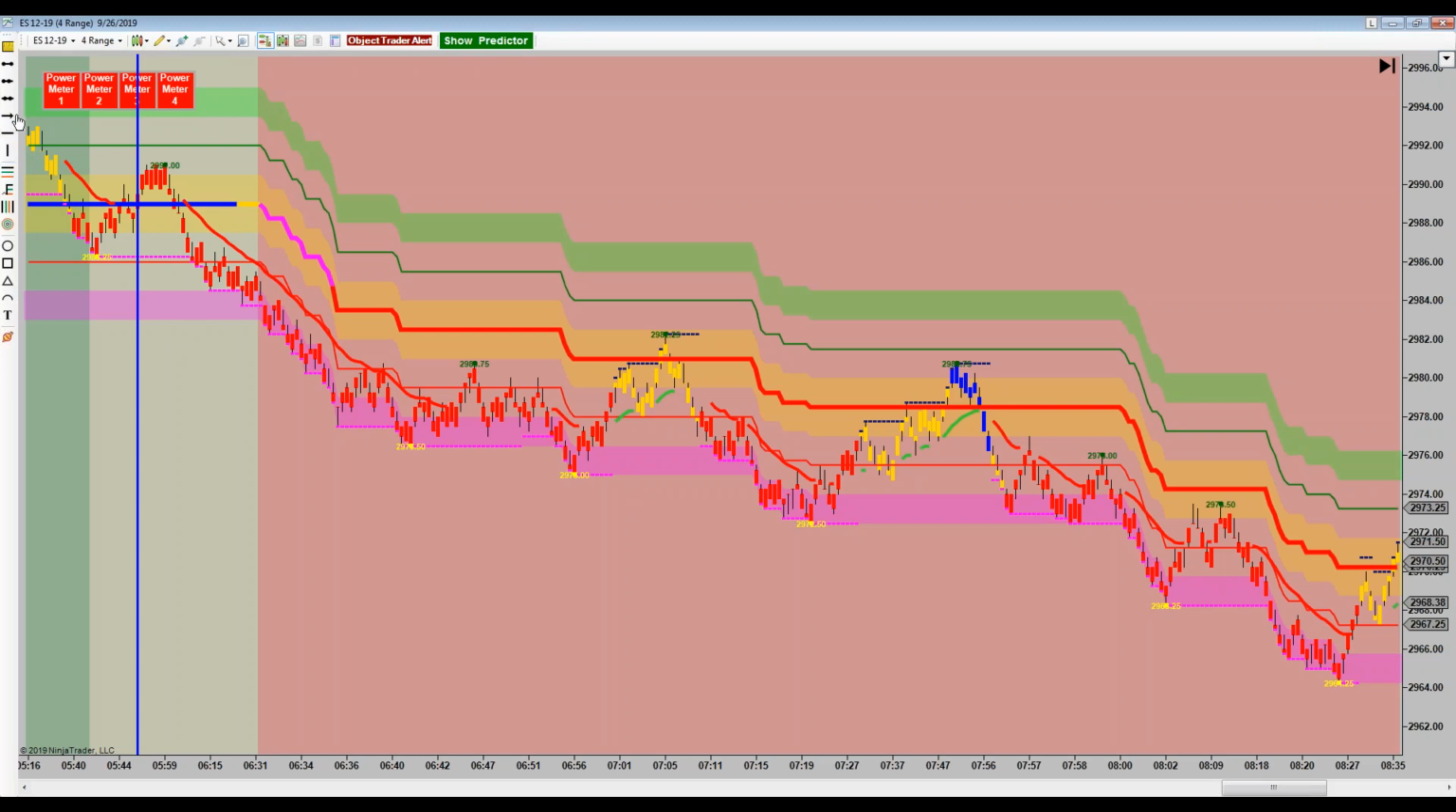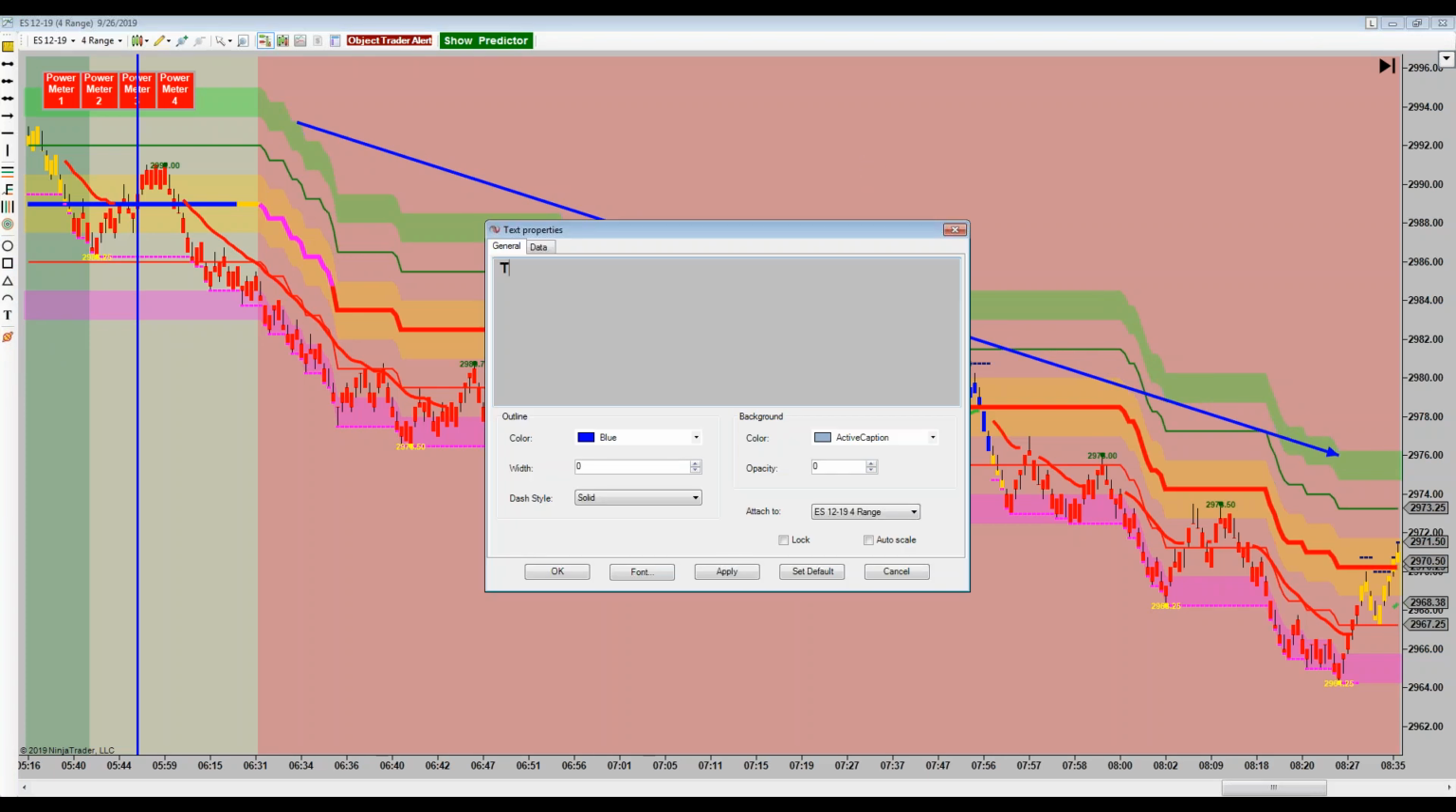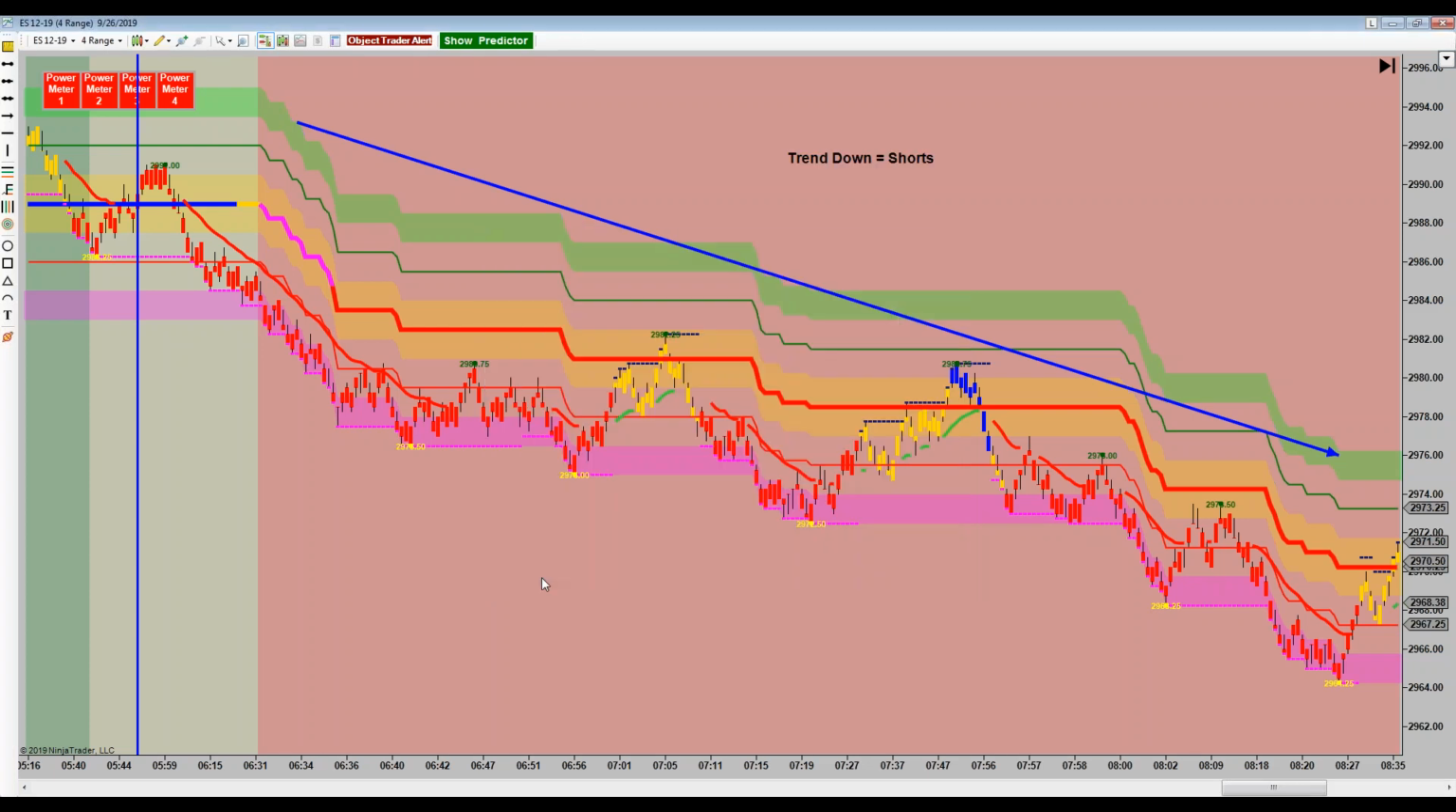I don't know. To me, it looks like the trend was down right through here, right? Would you agree? The trend was down. So this morning in this area from here to here, trend was down. So what kind of trades were we looking for? Yeah, we're looking for shorts. That's what we said, right? Shorts only for now. Good.